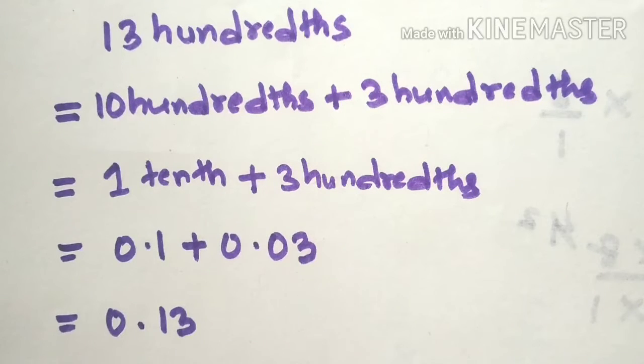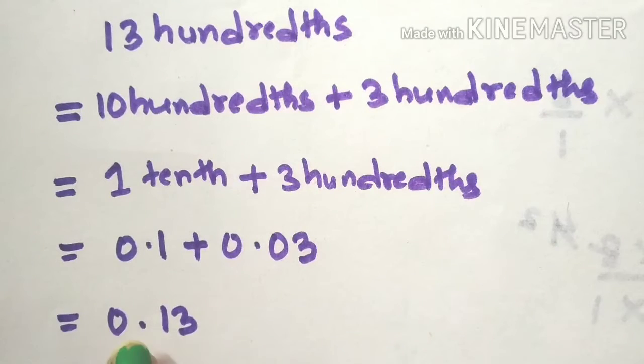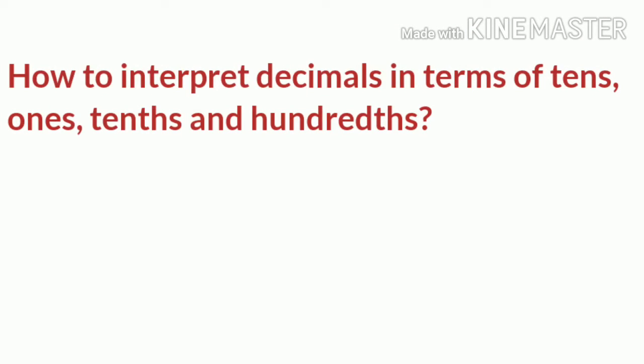Students, remember, we do not read this as zero point thirteen. We read this decimal number as zero point one three. Now you will learn how to interpret decimals in terms of tens, ones, tenths, and hundredths.